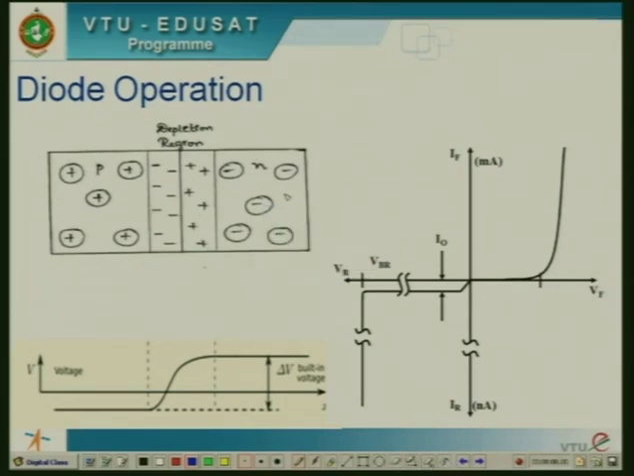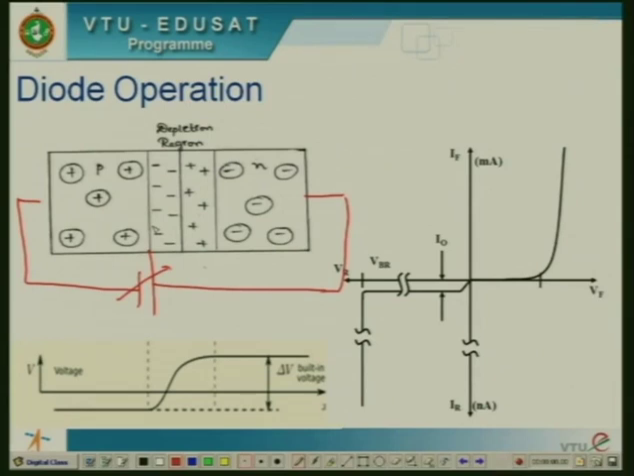Now consider when the diode is reverse biased: the P-type is connected to the negative terminal of the battery and the N-type to the positive terminal. As the voltage increases, initially a small current flows through the diode due to the minority charge carriers. As the applied voltage increases, the potential barrier width, or depletion width, increases, and the current flowing through the circuit remains constant.